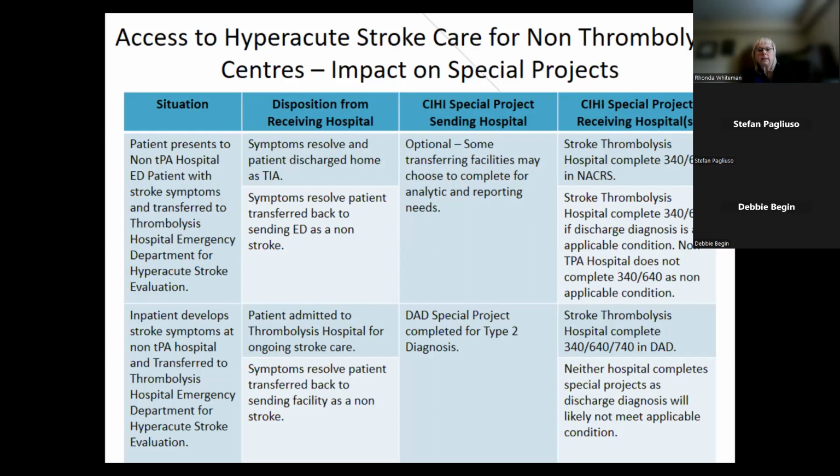So what does that sending hospital need to do related to the special projects? The sending hospital, because you're going ED to ED, it's optional to complete it, but you can choose to do it for analytic and reporting. The receiving hospital, in the first case, if the patient was discharged home as a TIA, TIA is an applicable condition. So the receiving hospital would complete the 340, 640 in NACRS.